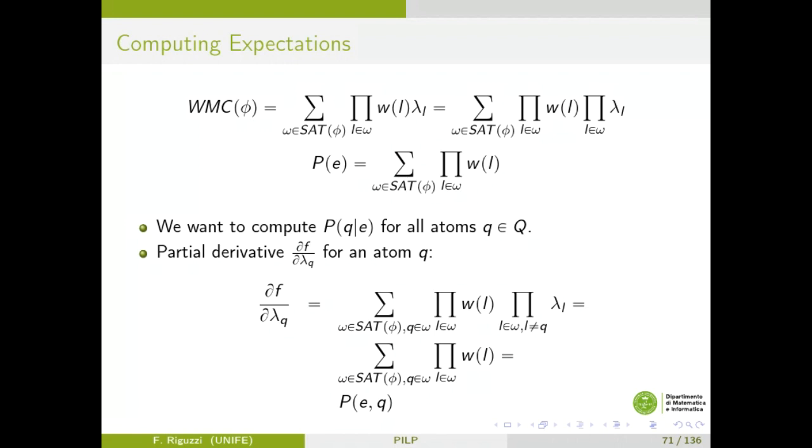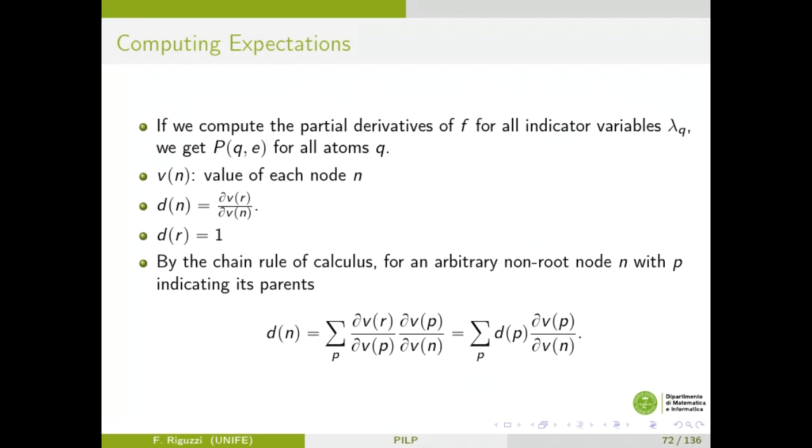So we need to compute the derivatives. And this is done as in PRISM. In PRISM, the outside probabilities are partial derivatives of the probability of the example given the various parameters of the program. Here again, we need to compute the partial derivatives of the function represented by the BDD with respect to each indicator variable. And this is done with a recursive algorithm, a dynamic programming algorithm.